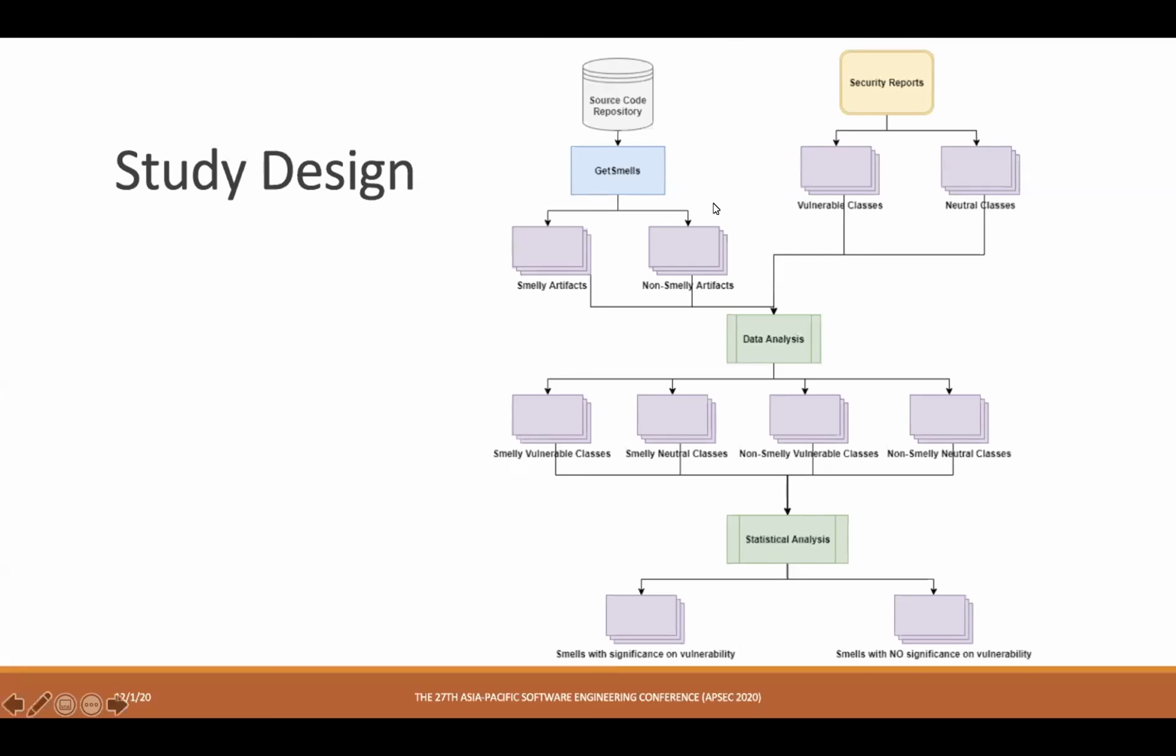From the source code repository, using the GetSmell tool, we detected the smelly artifacts and the non-smelly artifacts. And from the publicly available security reports, we extracted the vulnerable classes and the non-vulnerable, or neutral, classes. Then we did some data analysis and identified 4 types of classes: smelly vulnerable classes, smelly neutral classes, non-smelly vulnerable classes, and non-smelly neutral classes. On these 4 types of classes, we did statistical analysis to find the significant relationship between the smells and vulnerabilities.